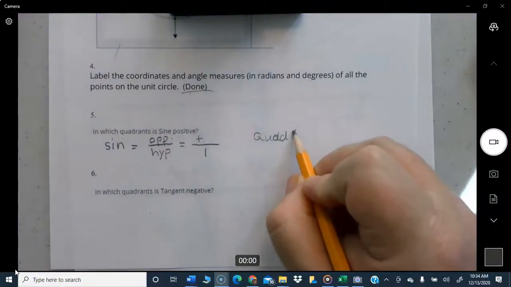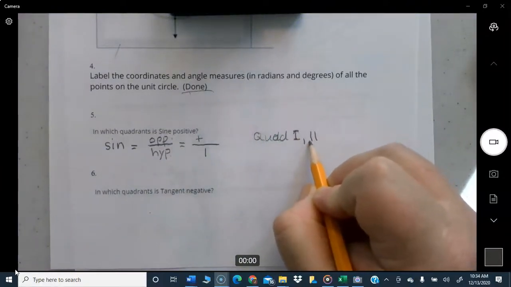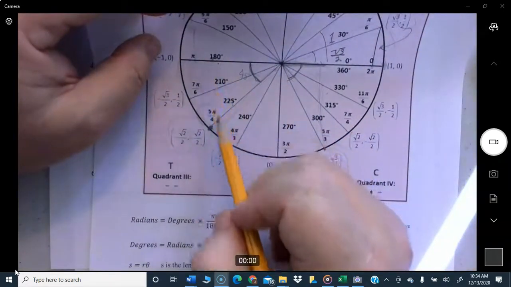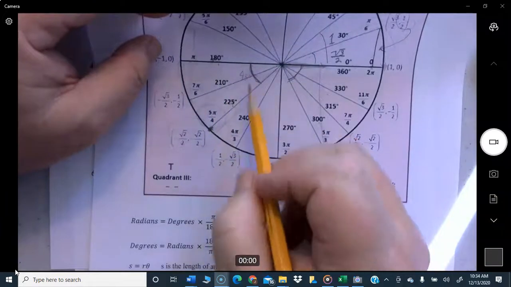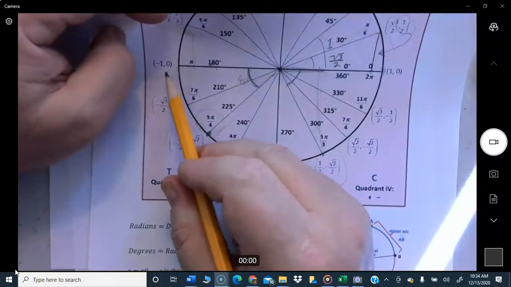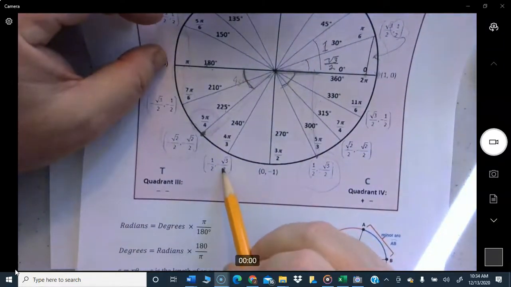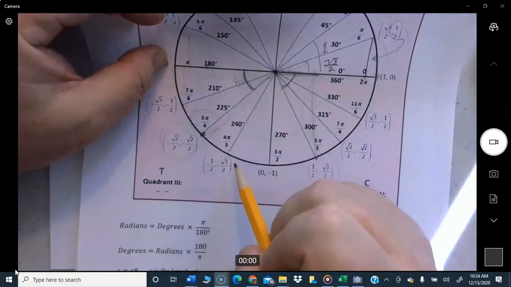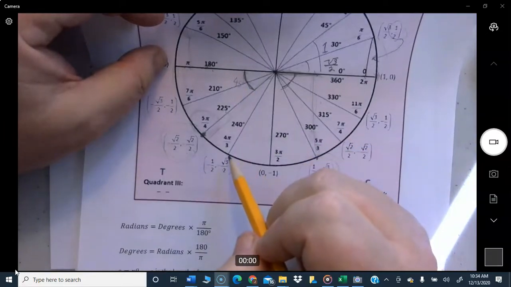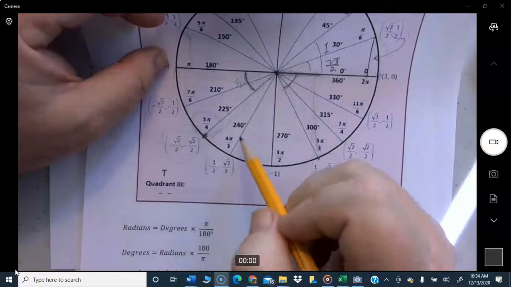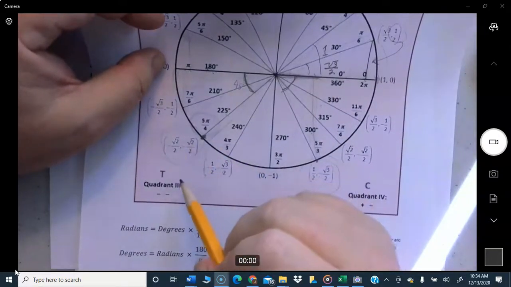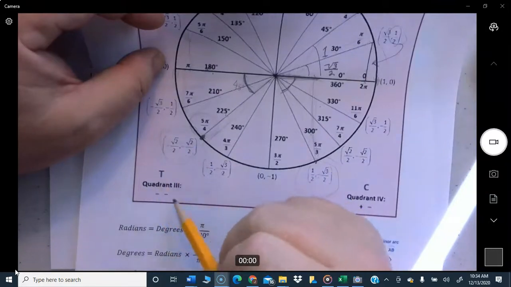Let's do it in Roman numerals the way they do it. 2. What about here? The opposite is this one right here. And those are negative. You'll notice those are all negatives over there. Okay, not a 0, but this one, negative. It's going down. So the sign would be opposite over hypotenuse. Again, opposite is negative. Hypotenuse is always a positive 1. So that would be negative over positive in quadrant 3. That's not positive for sine.